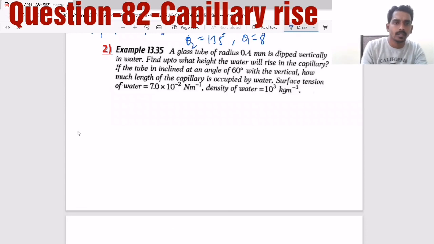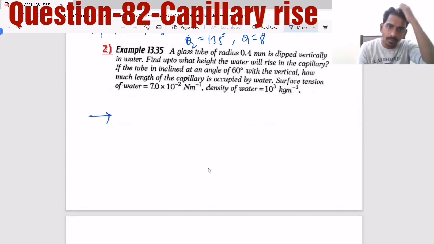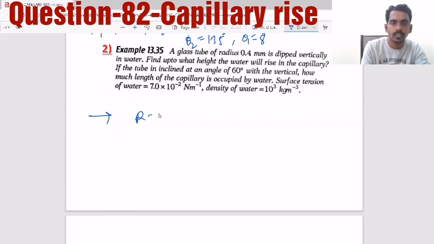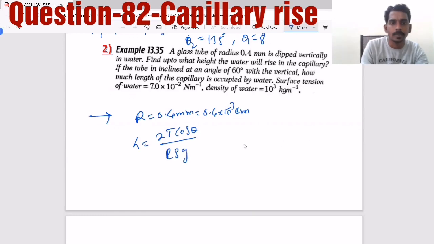Now, next question. A glass tube of radius 0.4 millimeter is dipped vertically in water. So radius is 0.4 millimeter, nothing but 0.4 into 10 power minus 3 meter. Find up to what height the water will rise in the capillary. So height means again 2T cos theta by r rho g.